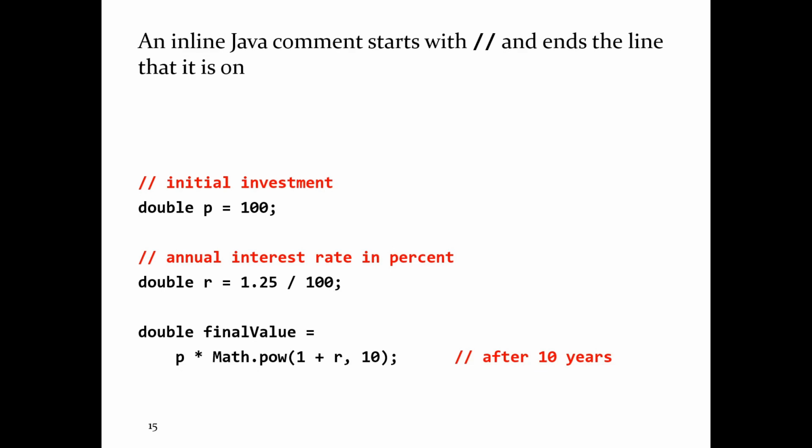Instead of using a hashtag, Java uses the double forward slash for a line ending comment. So with the double slash, that entire line is ignored. Same with this one. Here, the double slash appears after some code, so it's this part of the line that's ignored. This part of the line is considered as code.